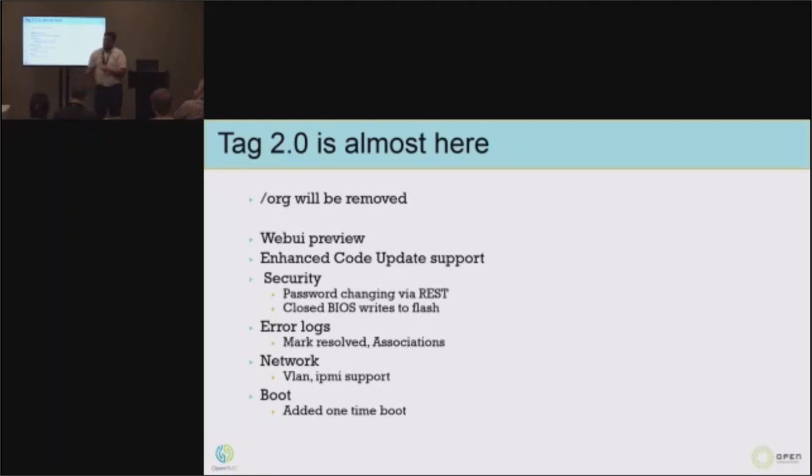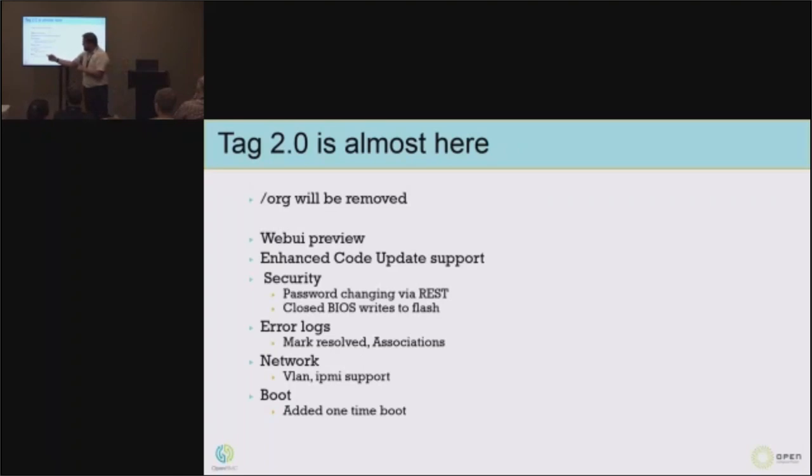Association is the ability for you to map an error log to the inventory item that actually failed. So if there's a log that has a DIMM fail in it, then you'll get a link to the inventory of the DIMM, and that can also complain and say it's broken.